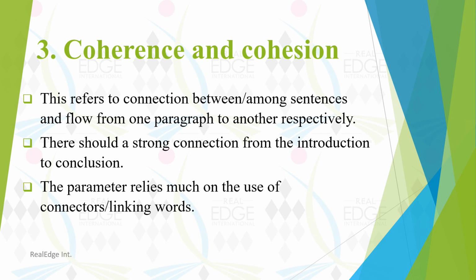Number 3, coherence and cohesion. This refers to the connection between or among sentences and the flow from one paragraph to another, respectively. There should be a strong connection from the introduction to conclusion. So this parameter relies much on the use of connectors or linking words. Therefore, immediately after this lesson, I will share with you a PDF document with a list of connectors or the linking words.